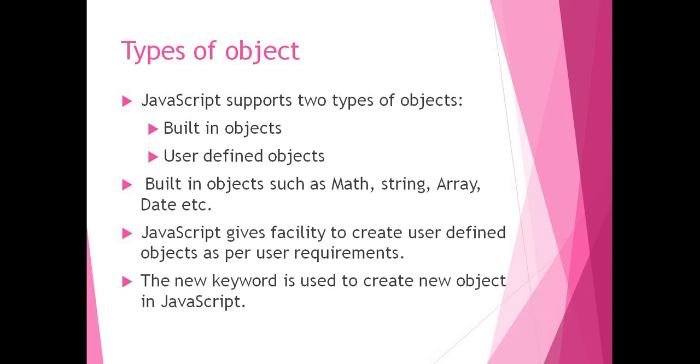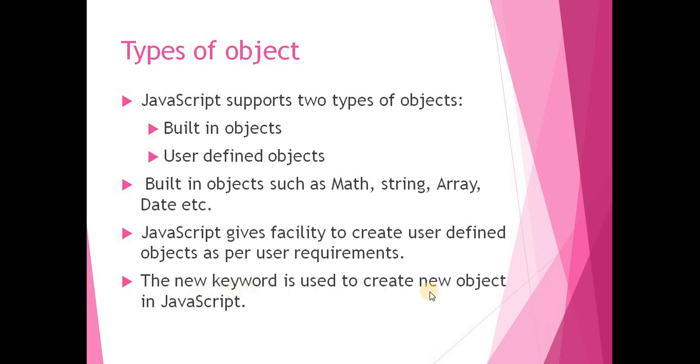For example, JavaScript does not provide any object for car or bus. In that case, the user has to create one object. So this becomes your user-defined object. Built-in objects such as math, string, array, date, etc. We are going to see each and every object one by one. JavaScript gives facility to create user-defined objects as per user requirements. So as in how the user needs the object. If the user needs to define a bottle, then the user will create an object related to bottle.